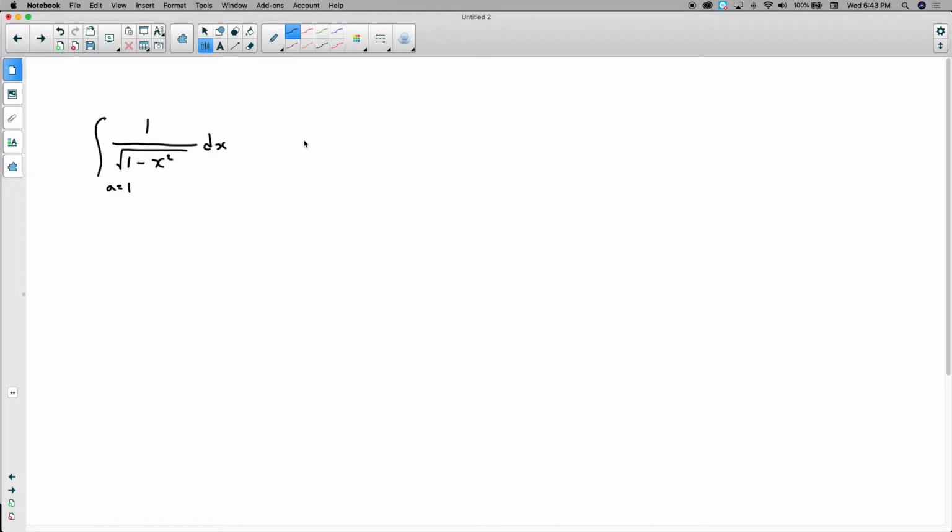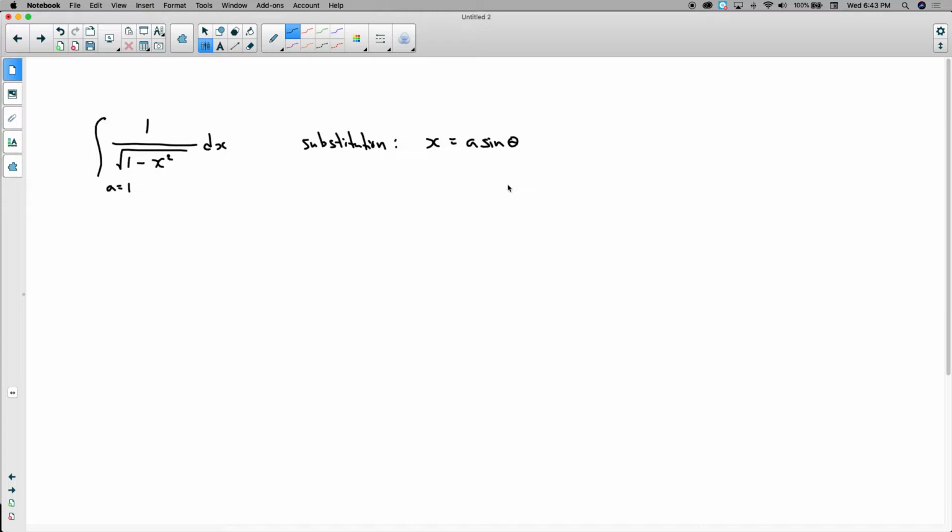Okay, so the substitution that we're going to make is that x equals a sine theta.